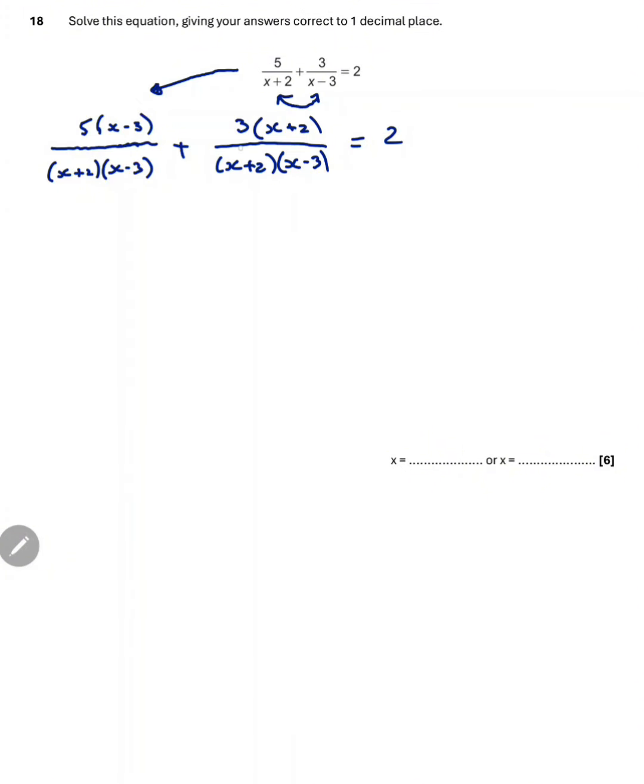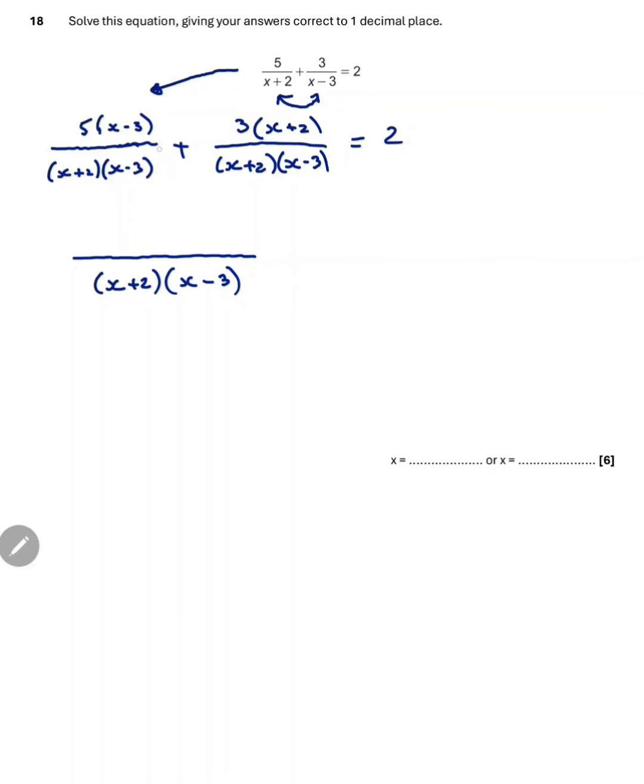Some teachers will be going crazy now saying that's not the nicest way to do it. That's the way I like to do it, and that's what I'm going to do with my video. Anyway, we've got algebraic fractions now with common denominators, meaning we can write them as a single fraction over that common denominator. So my denominator is x plus 2 lots of x minus 3.